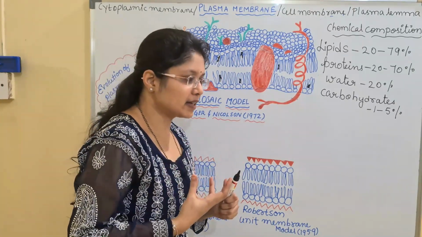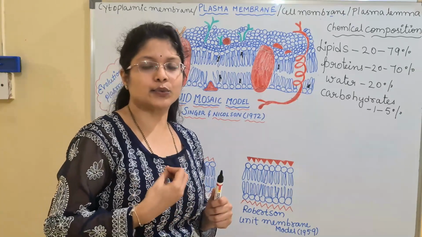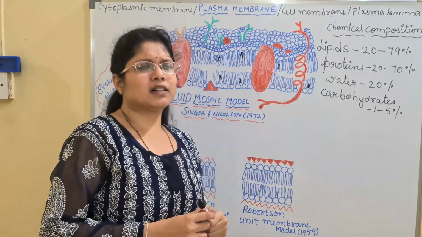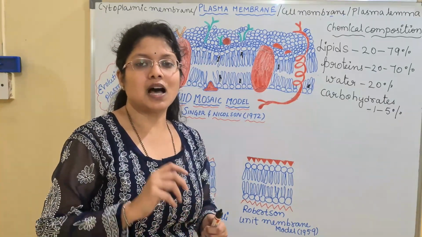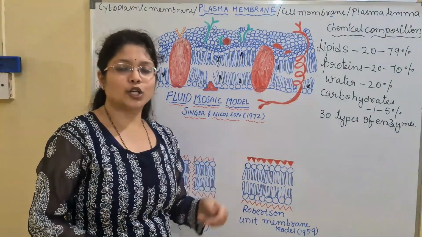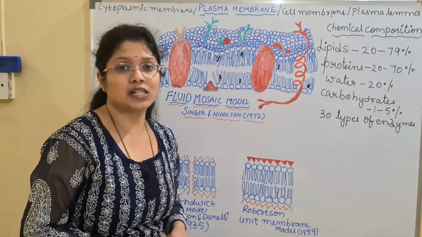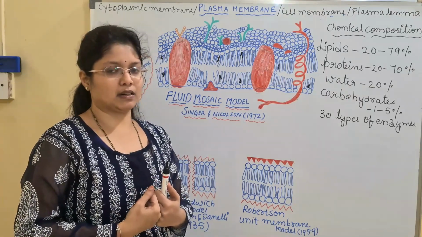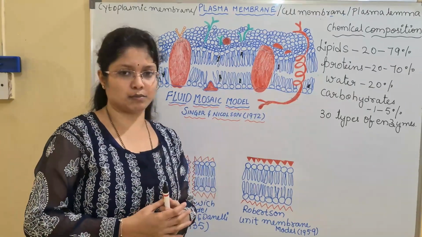And all these events, metabolic reactions, are assisted with different types of enzymes. We have closely 30 types of enzymes present on the plasma membrane. So all these are the biomolecules which are forming this complex structure, that is the plasma membrane. Okay, so this is the chemical composition.